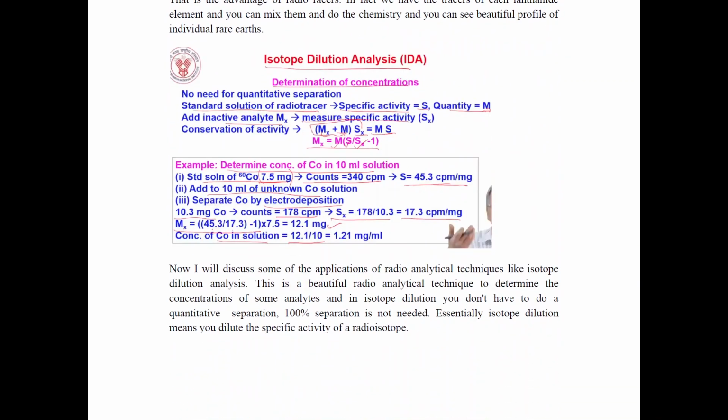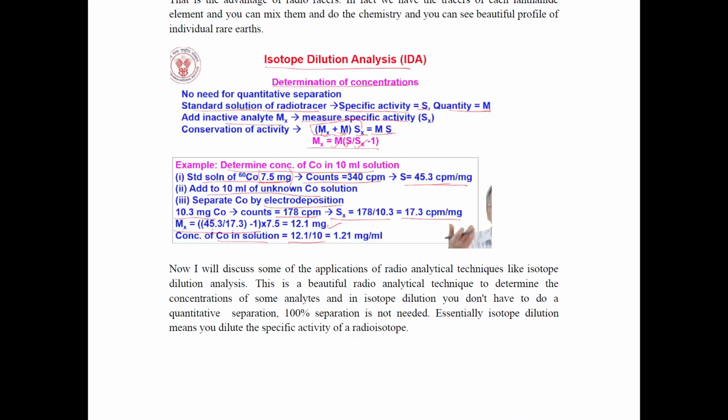Now, the most important method is isotope dilution analysis, and this is used for determination of concentrations. There is no need for quantitative separation. A standard solution of a radiotracer is taken, which has a specific activity S and quantity M. Now you add an inactive analyte Mx whose measured specific activity is Sx. Now it is conserved. So by the law of conservation, (Mx plus M) into Sx should be equal to M into S, which was the initial multiplication. So Mx can be found from here: Mx equals M times (S over Sx minus 1).